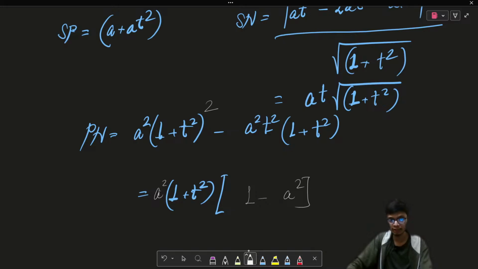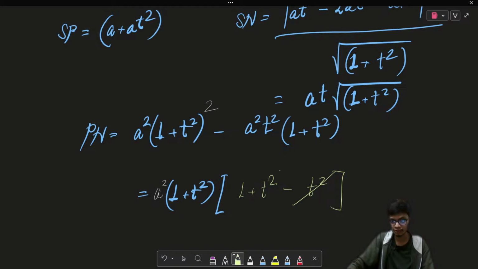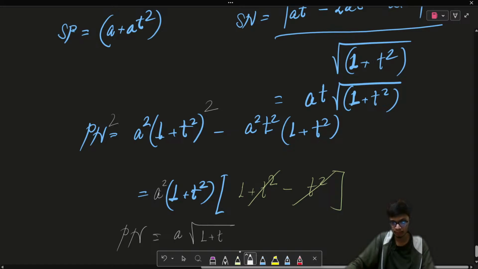Oh, there is a square term we have missed over here, right? So it should come out as 1 plus t square minus t square. Okay, so this t square gets cancelled, and ultimately we are left with the Pn square distance as a square multiplied with 1 plus t square, right? So therefore from here the Pn distance will be a times square root of 1 plus t square, right? So this is going to be the final answer.